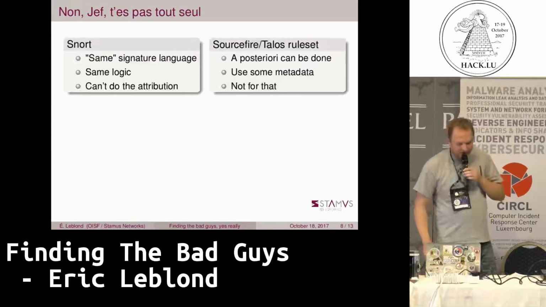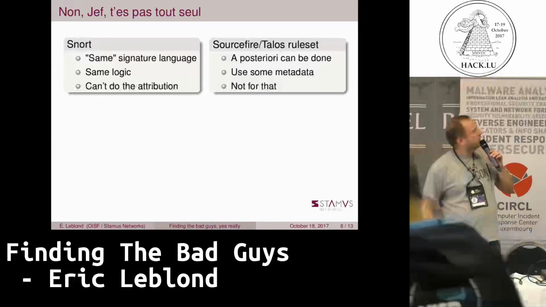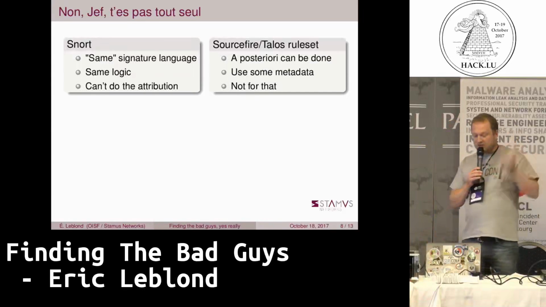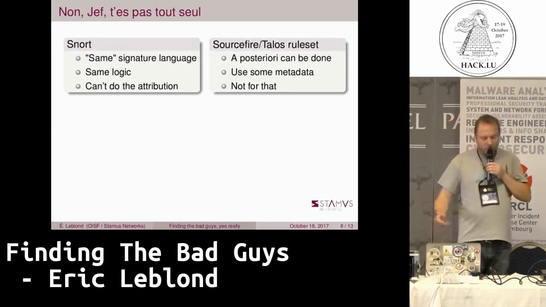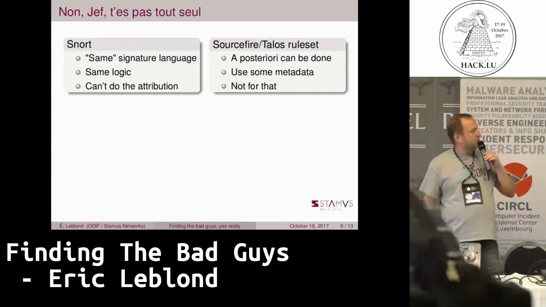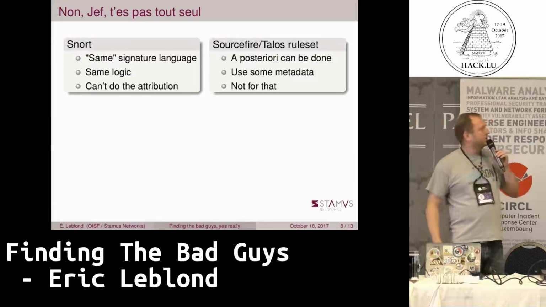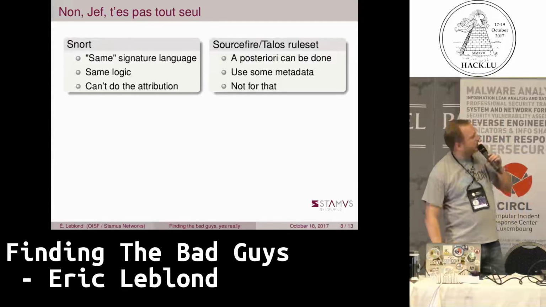So I decided to look at what other solutions are doing. First, the old one, Snort, uses quite the same language. It has exactly the same problem, so that was a no-go. We cannot do the attribution like usual. I also checked SourceFire to see if there was something in the rules that we can use. Nothing there. There's some metadata, but nothing that tells you this is a bad guy, this is a good guy.